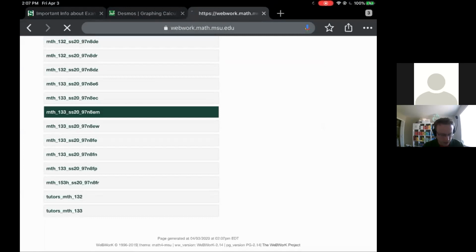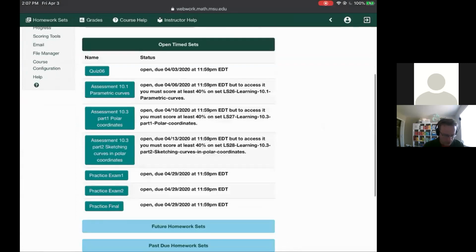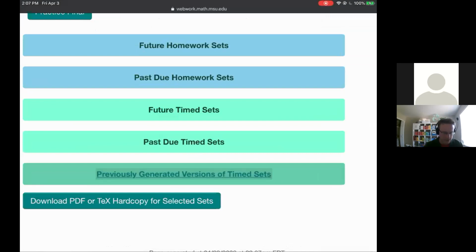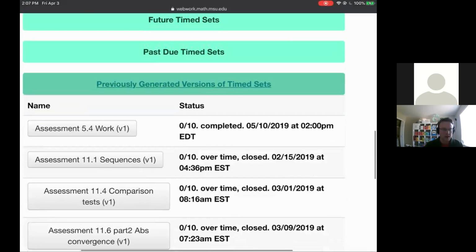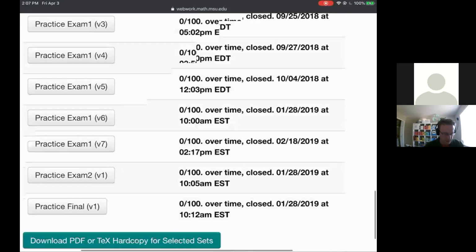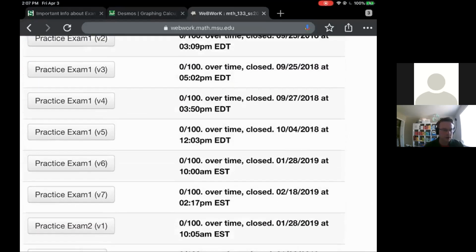So I'm going to go ahead and log into WebWork. And down at the bottom, it has these previously generated versions of time sets. So that folder right there has any of your time sets, the actual versions and the questions that you had specifically. So I have some practice exams and stuff like this. So you can go in and see what you got right and wrong there.